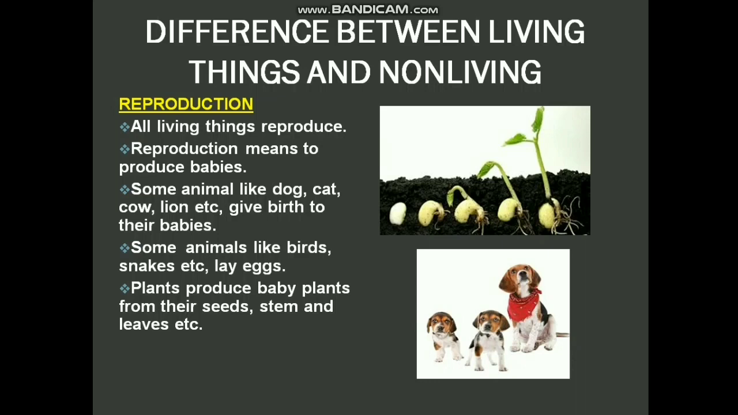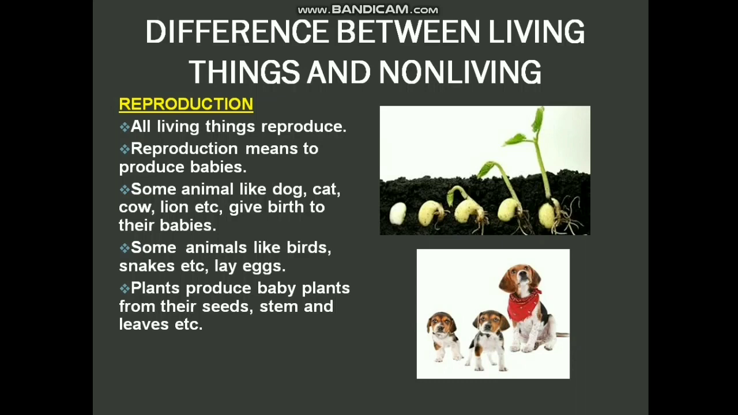All living things reproduce. Some animals like dog, cat, cow, lion, etc. give birth to their babies. Like human beings, they also produce their young ones. Some animals like birds, snakes, etc. lay eggs. Some animals give birth to their young ones, and some animals lay eggs. Snakes lay eggs.